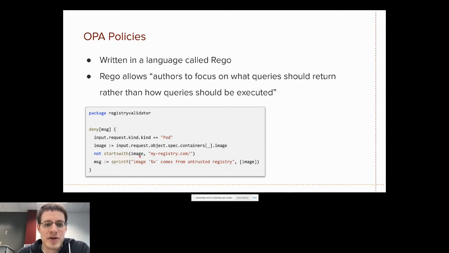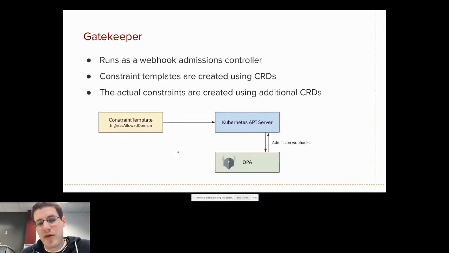If any of those images don't start with, in this case, myregistry.com, we're going to set a message in any sort of assignments. Those are truthy. So we're going to set a message to say image comes from an untrusted registry. This would be a policy that would say, I'm only going to run container images that come from this registry.